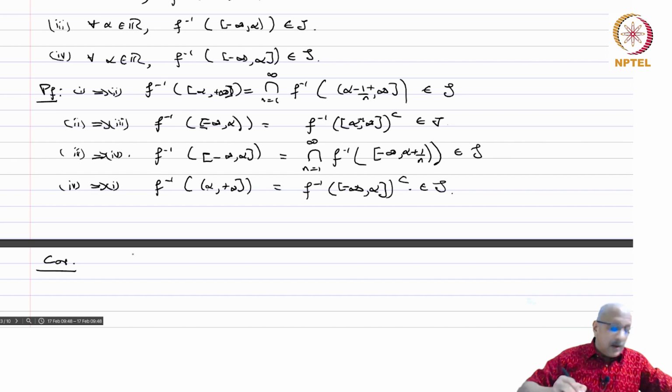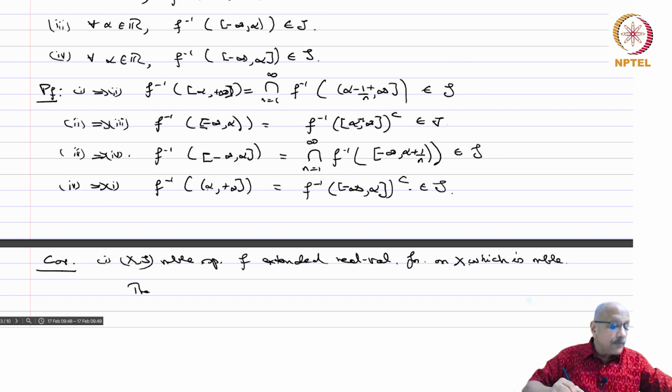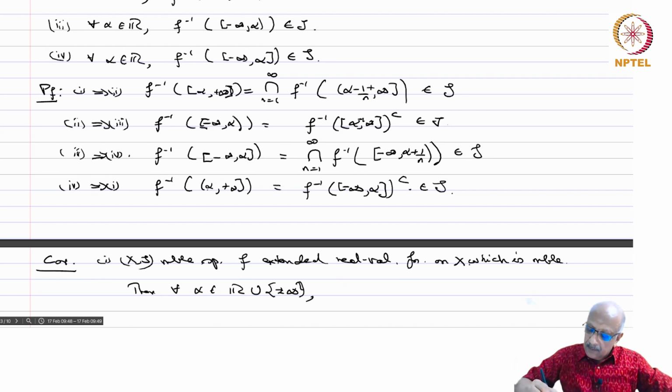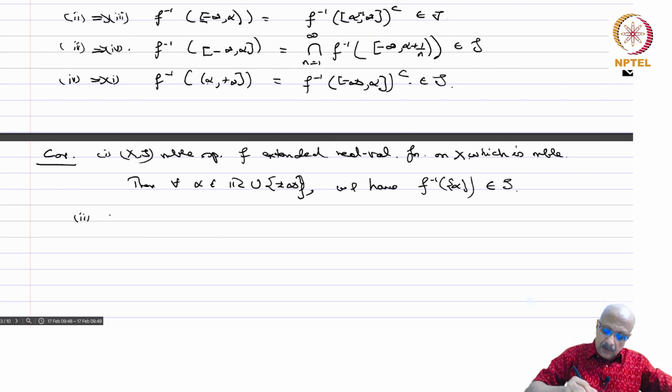Corollary. One: (X, S) is a measurable space, f is an extended real valued function which is measurable. Then for every alpha in R union plus minus infinity, we have f inverse of the singleton {alpha} belongs to S. Two: U contained in R open implies f inverse of U belongs to S.